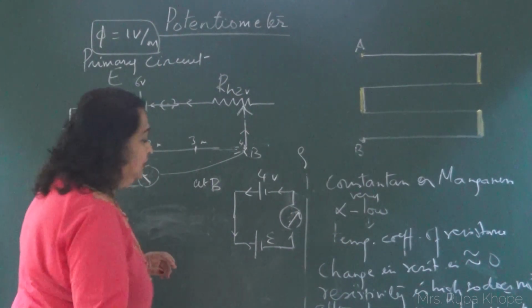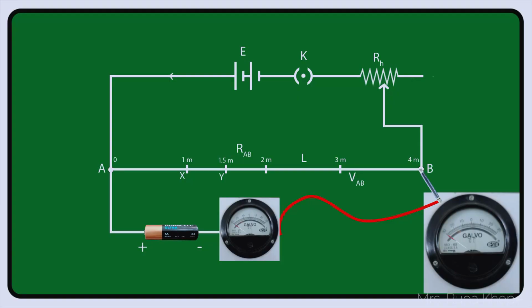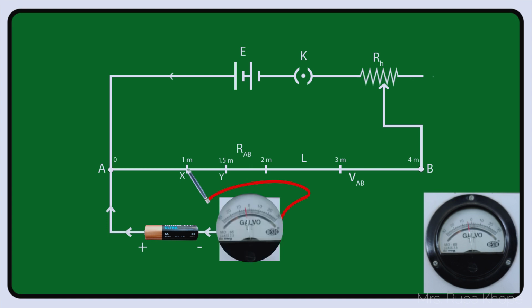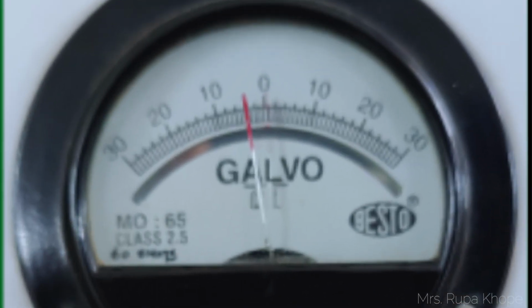Now what I do, I take the third part of the story. I consider this point as X and this point as Y. Now, supposing I take this jockey and I touch at this point, 1 meter. And I find this is the situation. I find this is my 0 pointer. I get deflection somewhere here.